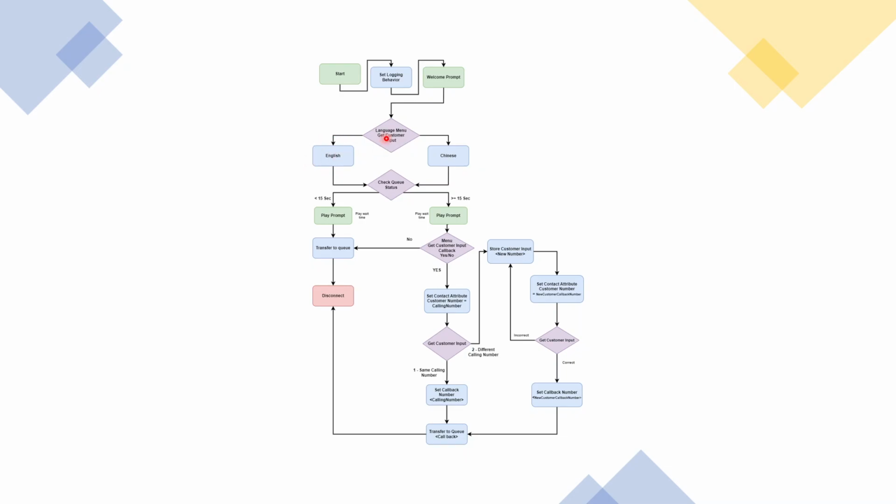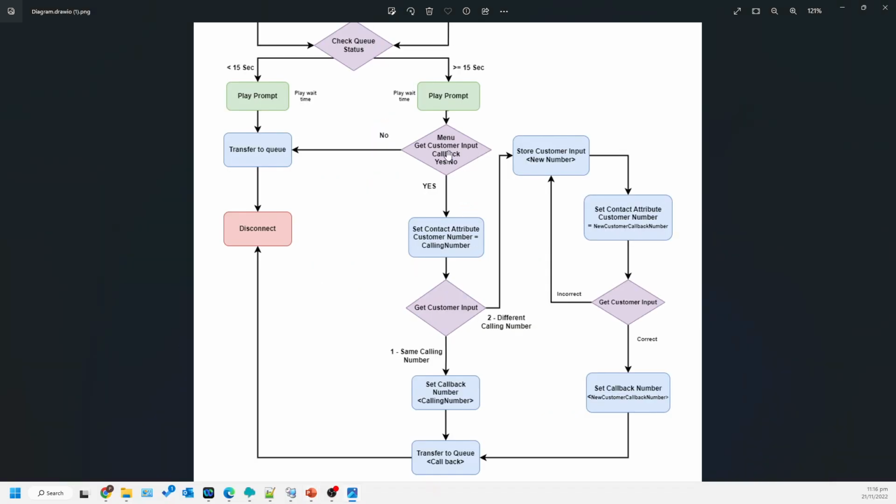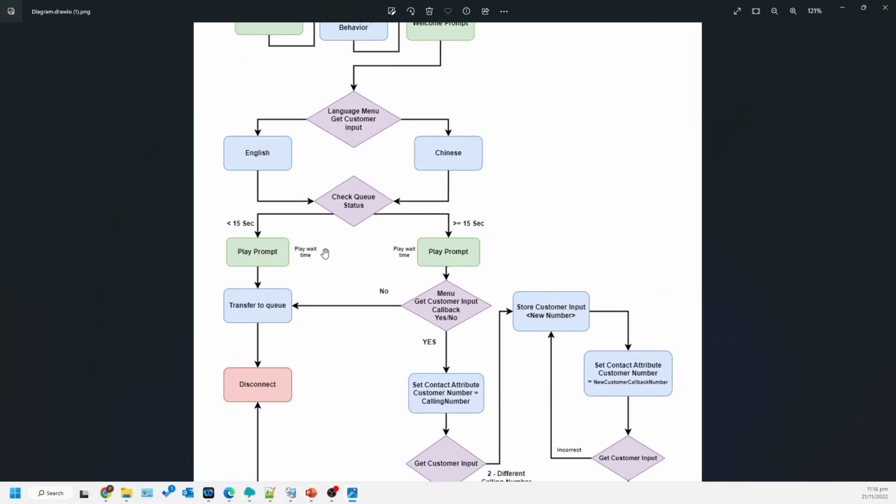So there's going to be a language menu: press one for English and press two for Chinese. Whatever language they select, they will be sent to the queue. Here, the next step, I'm checking the queue status.